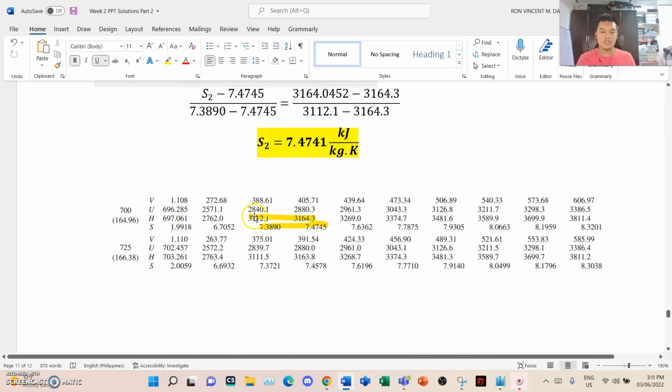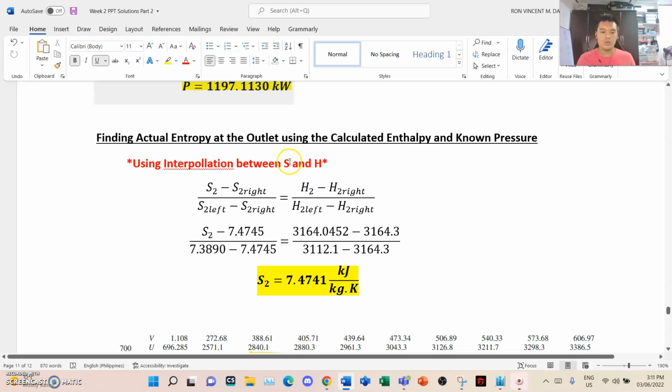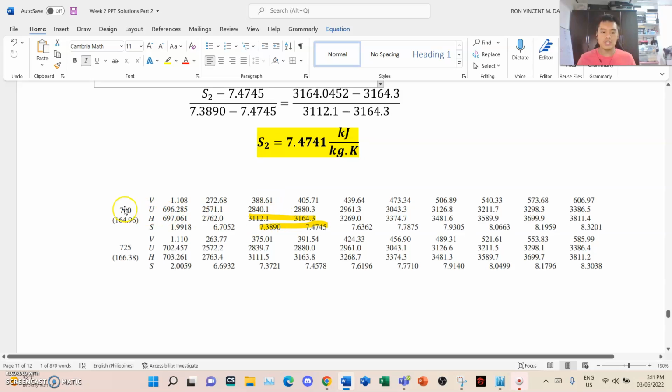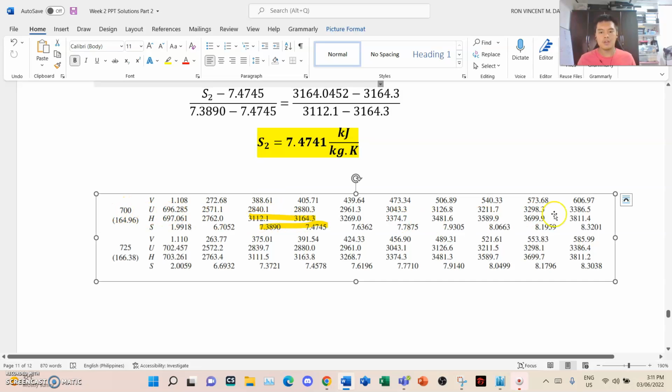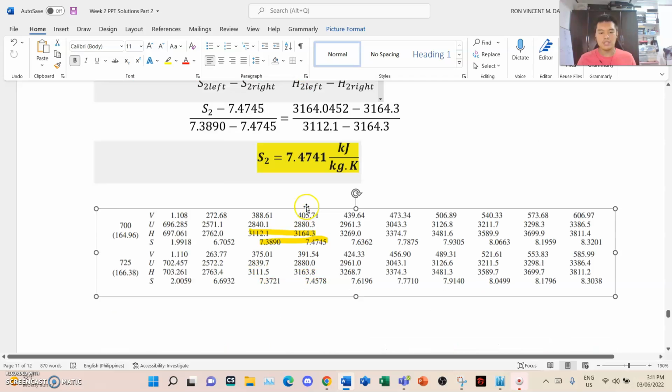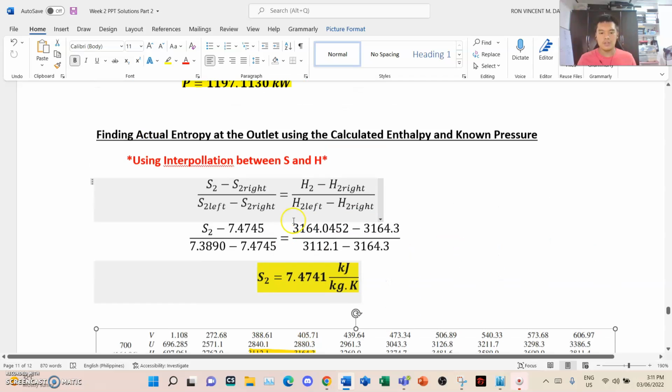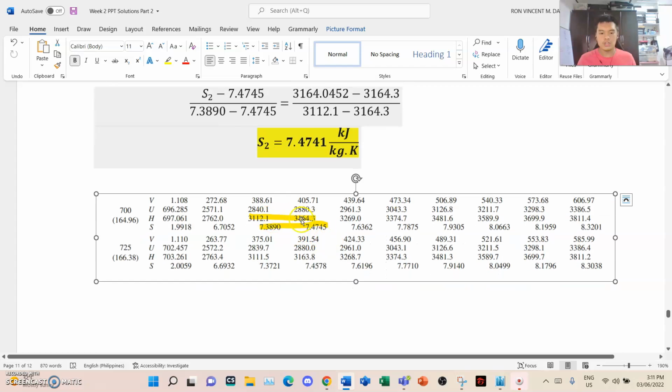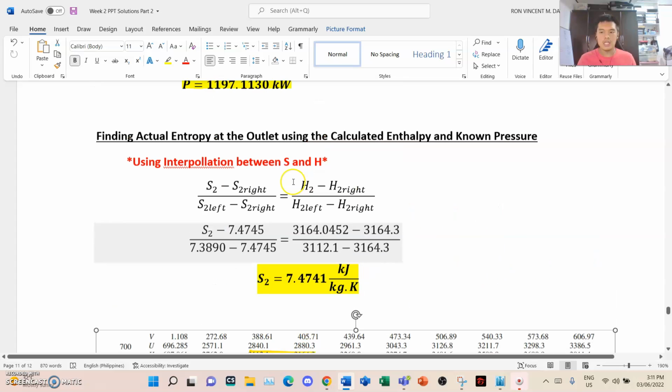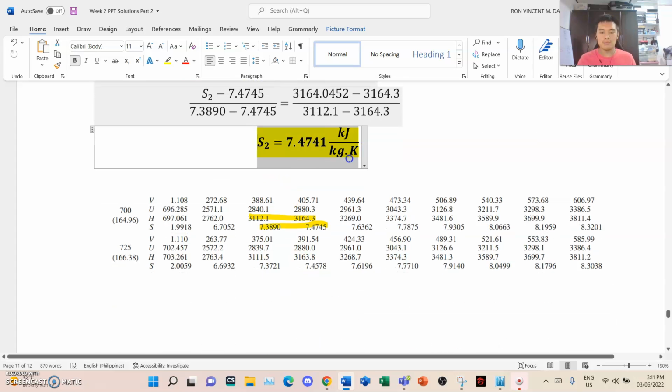we just need to simply interpolate in these values. So we already know the actual enthalpy, which is H2, and we just need to find the actual entropy. So it's just simply a single interpolation, still at the same 700 kPa mark. The enthalpy lies between here. Enthalpy is 3164, so here. Then the entropy is also around here in the middle. So using an interpolation, we found out that the actual entropy is 7.4741 kilojoule per kilogram per Kelvin.